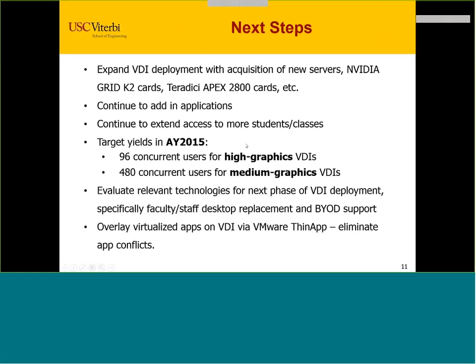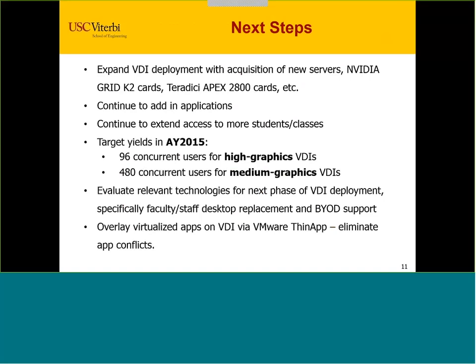So what our next steps are at this point is we intend to continue to expand our VDI deployment with the acquisition of more hardware, more servers, and we'll continue to add more applications. And clearly, when we expand our resources, it is to extend access to more students and classes. Our target yields in terms of how many concurrent users we want to support in the coming academic year is 96 concurrent users for the high graphics intensive apps, and 480 concurrent users for the medium graphics.